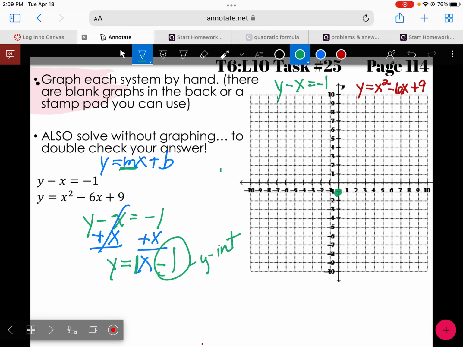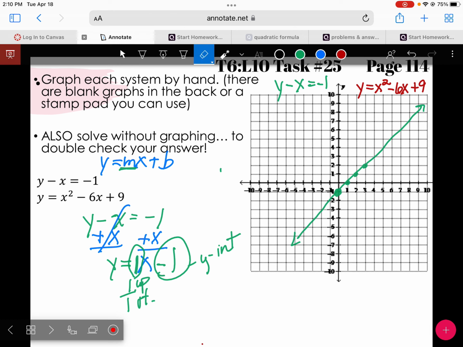So that means my slope is 1 over 1, which means 1 up and 1 to the right. So starting at that y-intercept, up 1 over 1, up 1 over 1, up 1 over 1. So it's on the diagonal of each of those boxes, those squares. So connecting those, that is your graph of y minus x equals -1.